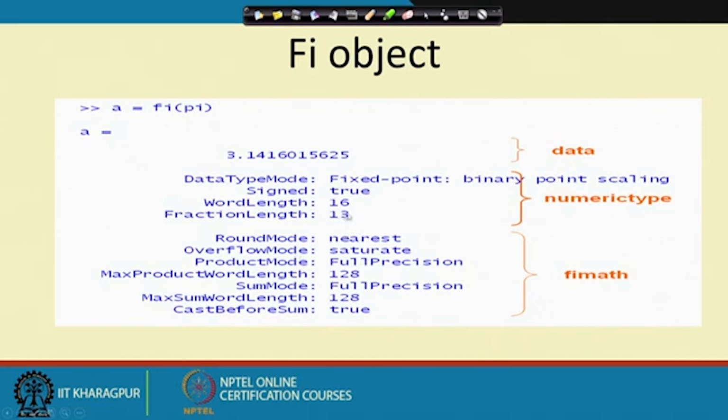Okay. So, a fractional length of 13 means 13 bits are used to represent the fractional part, and the other 3 bits represent the integer part. Why? Because for 3, only 2 bits are sufficient, and then I need one sign bit. So, sign and then another 2 bits. So, these 3 bits are left for the integer part, and the other 13 bits represent the decimal part. Then the rounding mode is round to nearest, and the overflow mode is saturate. So, if you just type this in MATLAB, you will get this information.